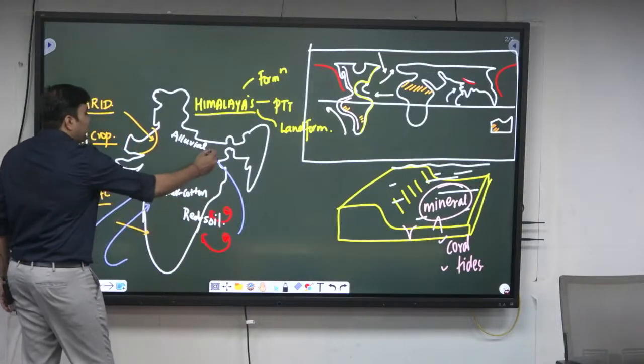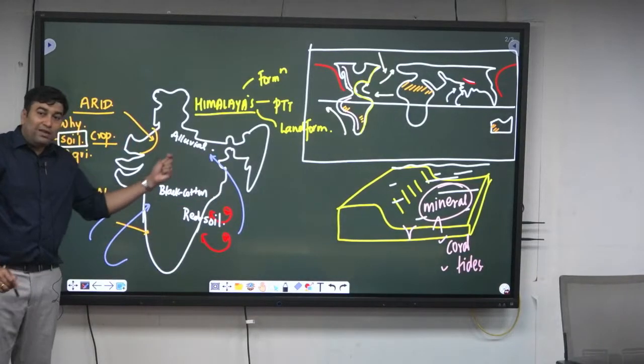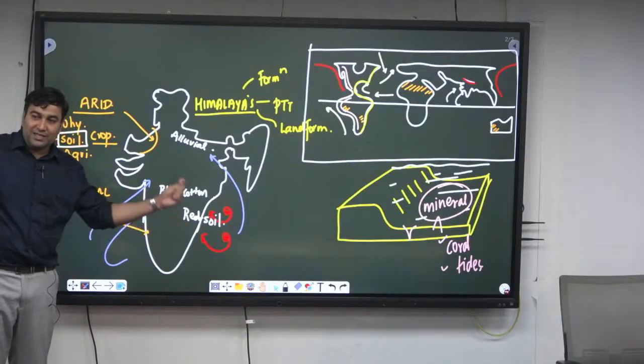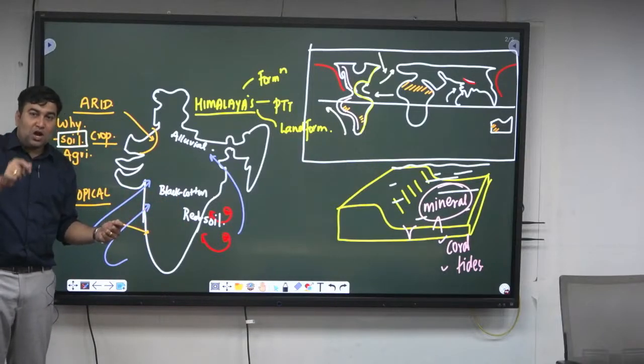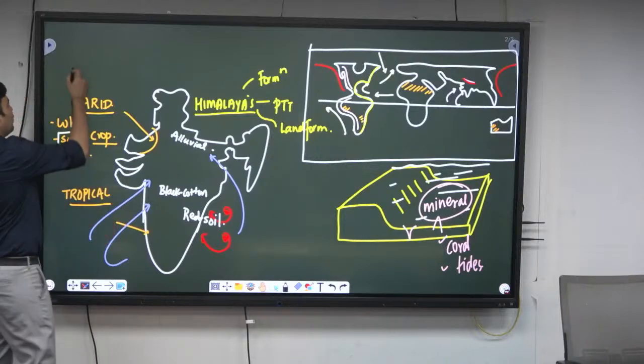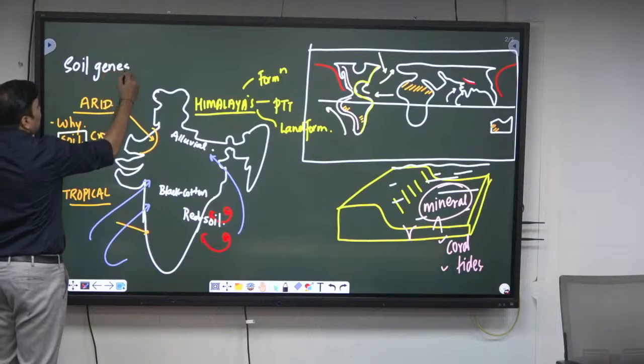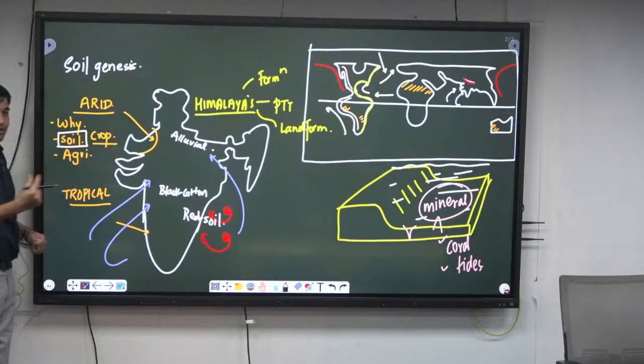laterite soil, and so on. So the question is, how are these different types of soil formed? Why does it have a red color? Why does it have a black color? So the formation of soil we are going to understand in the form of soil genesis, that is, the origin of soil.